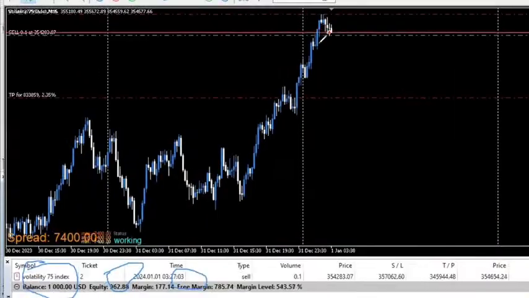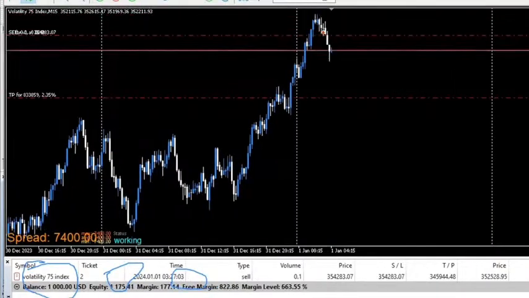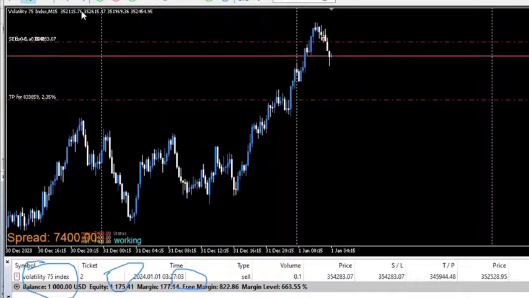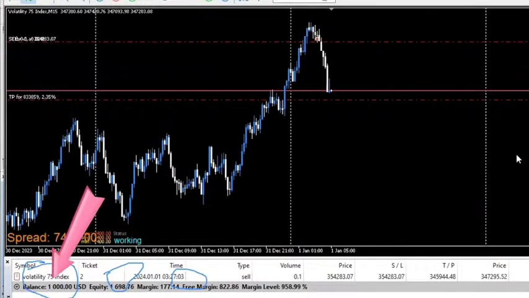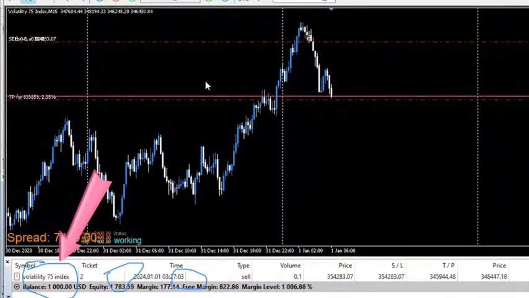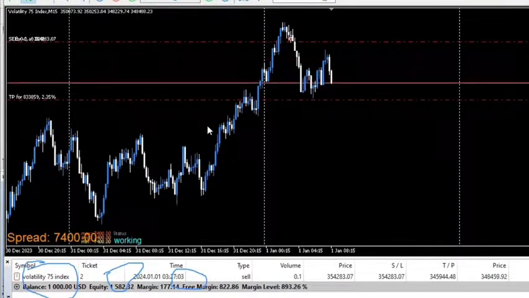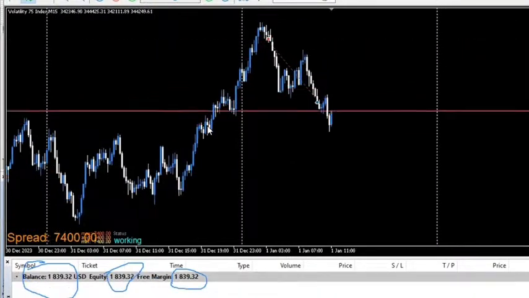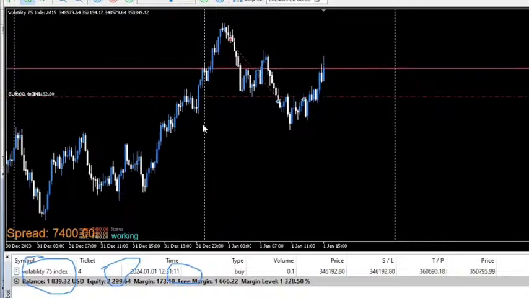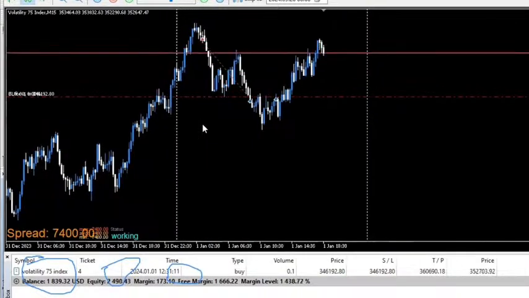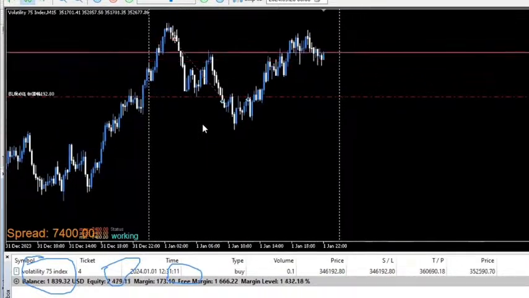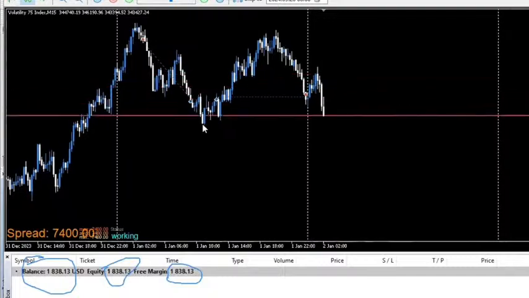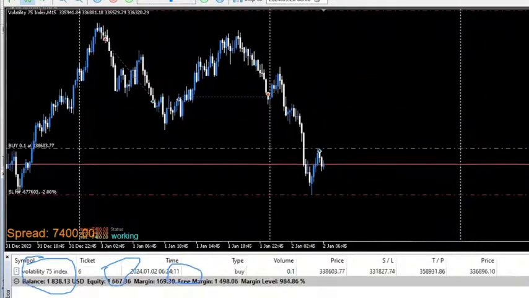Hello guys, look here on your screen and you will see me starting to run a robot on an account of $1,000. Let's see how far we are going to take this account to. Because I'm starting this account with $1,000 doesn't mean it must be $1,000. You can also run it on a $50 or $100 or $200 account depending on how much you have.